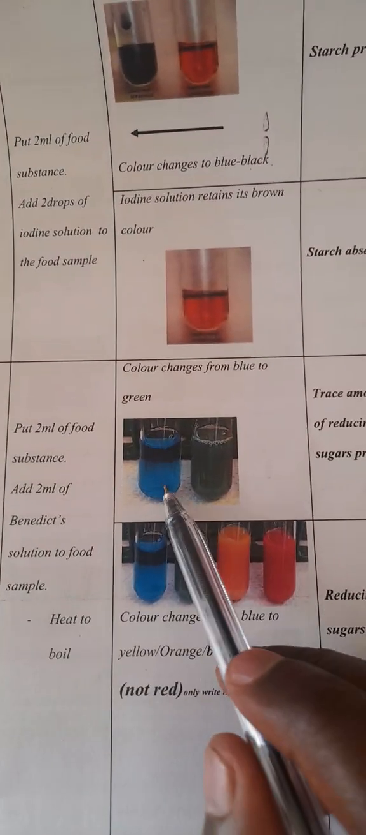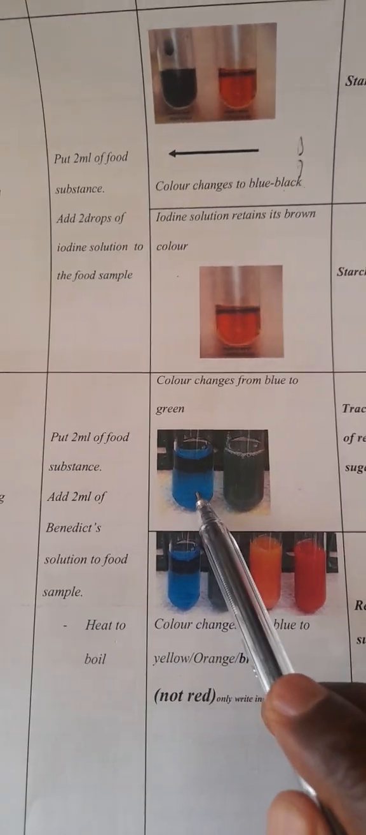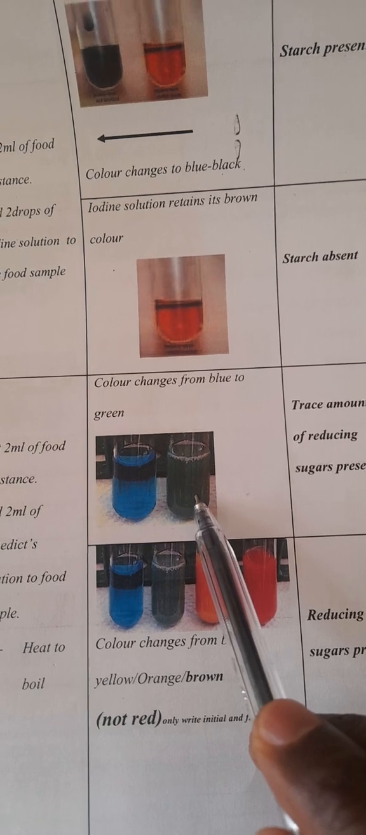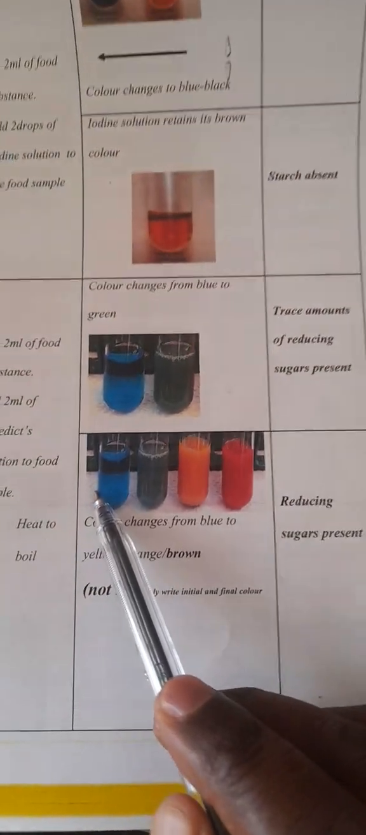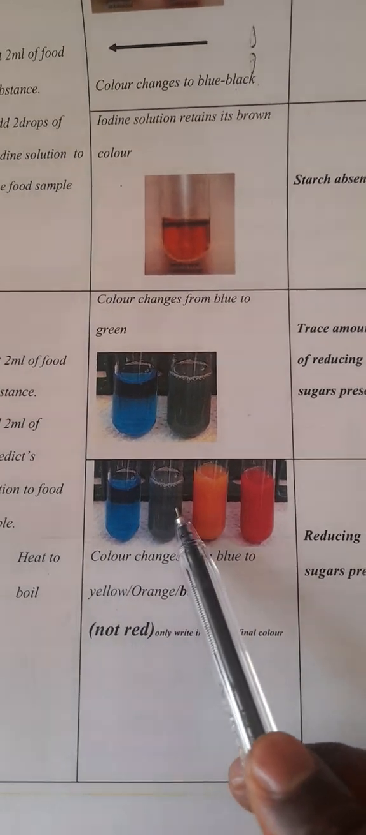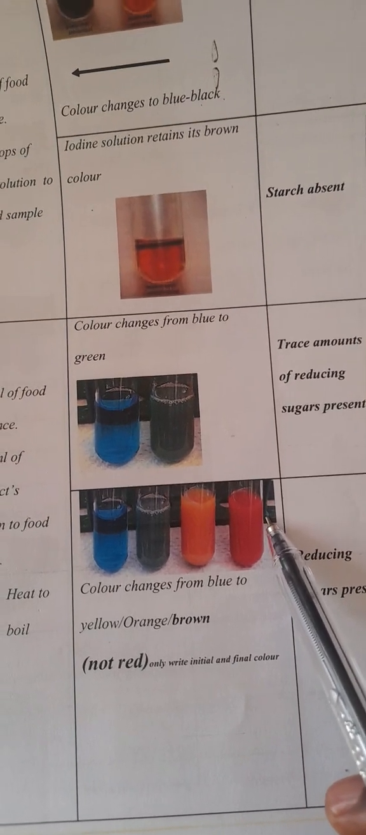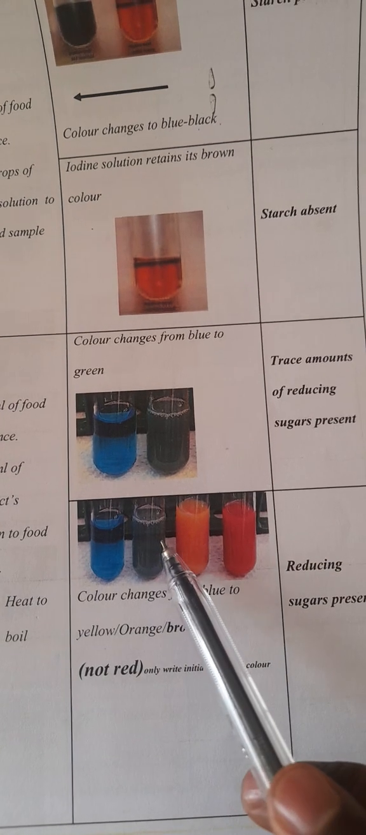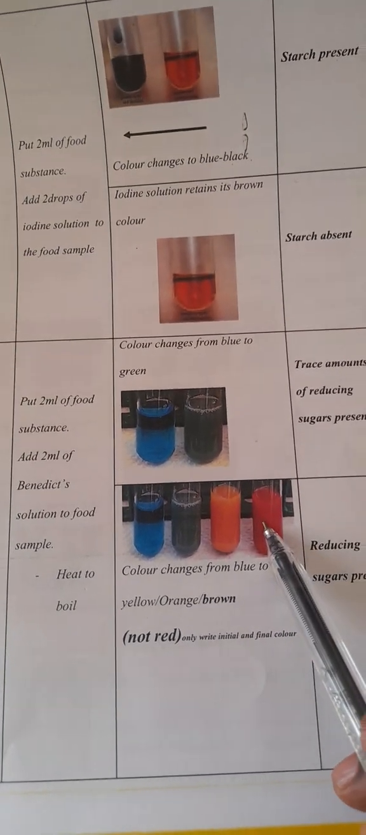The traces you can check by the color changing from blue to green. So the blue is the color of the Benedict solution. If there are just traces of the reducing sugar, you can check the color is green. And in case it's present in high amounts, after you boil, it will first change to green, yellow, then brown or orange, but we are not saying red. So we are speaking about the color change. This is the alignment: green, yellow to brown or red, and not red, but orange.